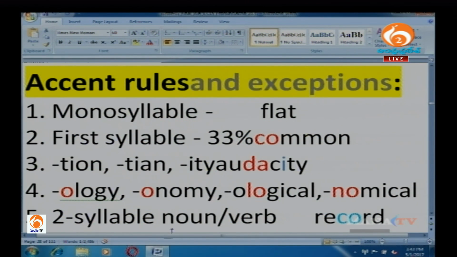Now, accent rules, there are some rules. Even in English, there are some rules, many exceptions, okay? Monosyllable. If it is a short word with just one syllable, one vowel sound, that's monosyllable, okay? Monosyllable in American English, you have to say it flat, like go. Go has one. Or flat. Flat has only one vowel sound, one syllable. You can say flat, or you can say flat. Don't try to put some pattern. It's just flat. Monosyllable.